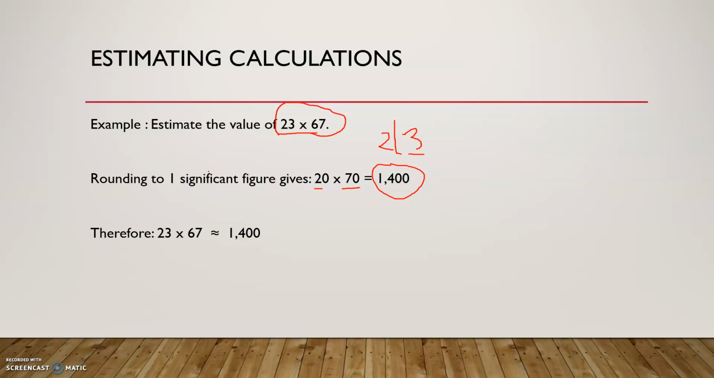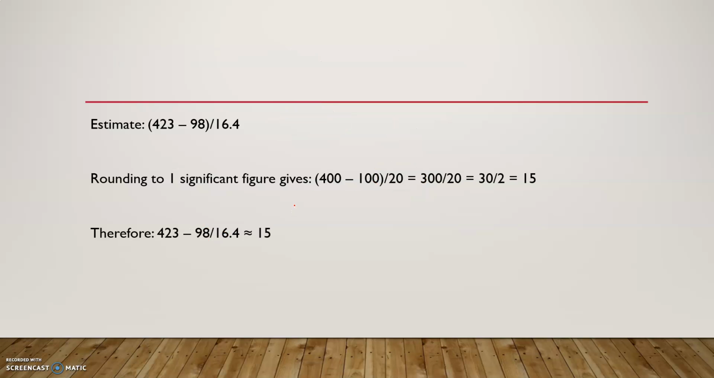Now to work out the approximate value, what we have to do is put this sign. You have to remember you must put this sign, otherwise your answer would be wrong. So 23 times 67, an approximate answer would be 1400. Okay, moving on to the next example.